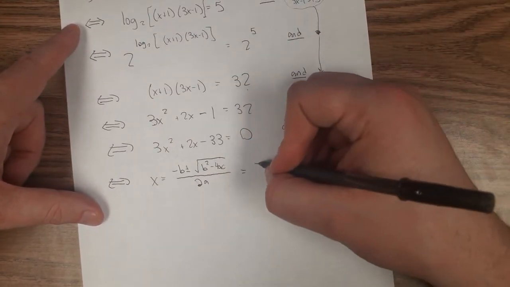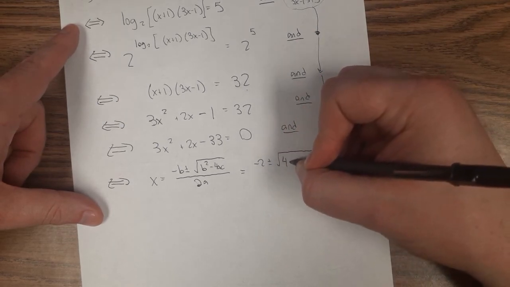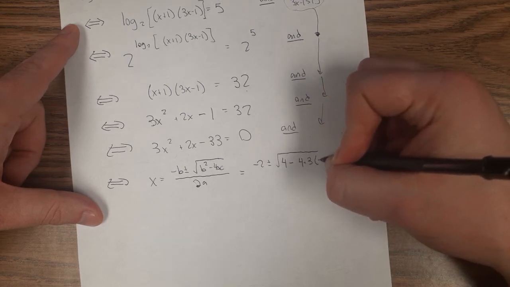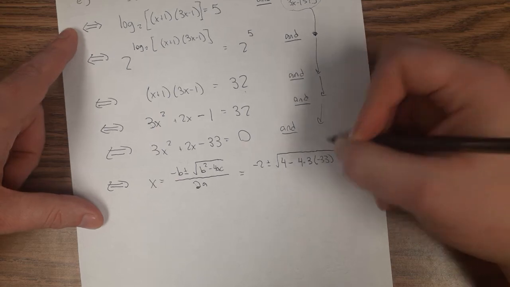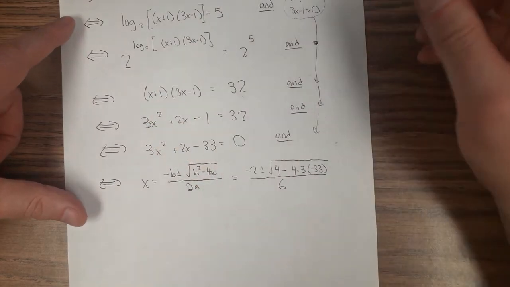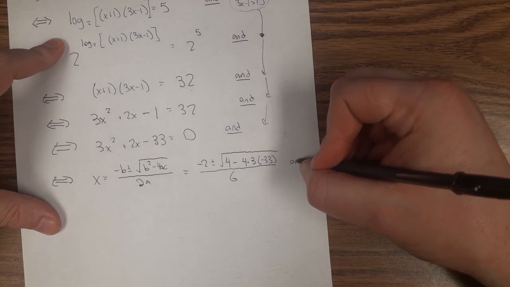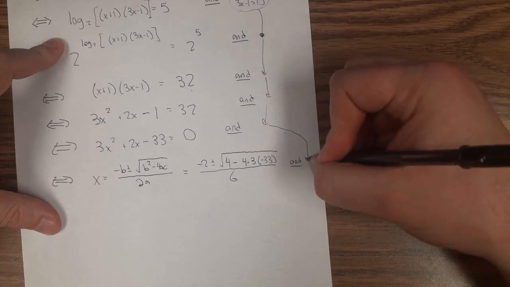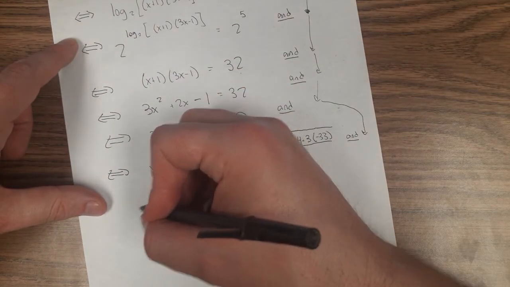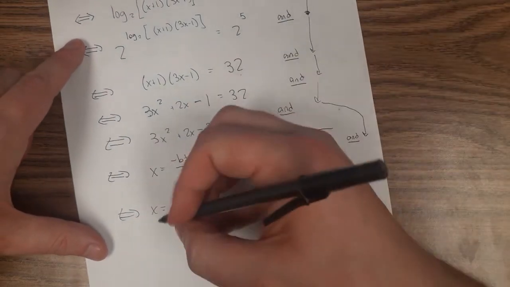So in this case, it would be negative 2 plus or minus the square root of 4 minus 4 times 3 times negative 33, over 2 times a, which is 2 times 3 is 6. Carry down my assumption. Simplify.